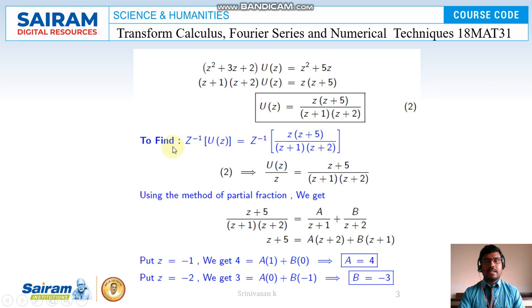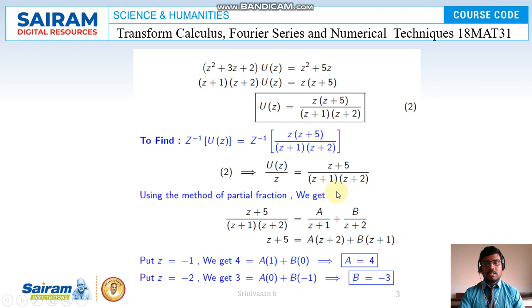Next, find the Z inverse of U of z. U of z is z into z plus 5 divided by z plus 1 into z plus 2, and Z inverse of U of z gives u n. From here, taking z to the other side, we get U of z divided by z equal to z plus 5 divided by z plus 1 into z plus 2.